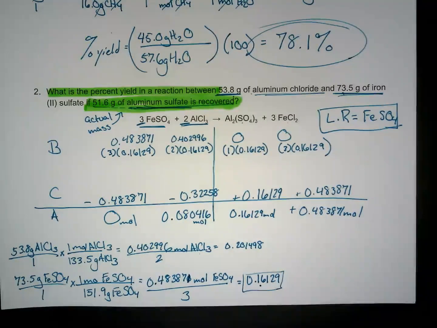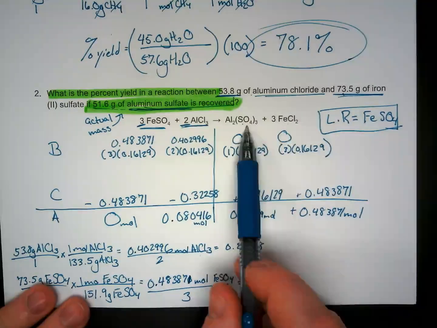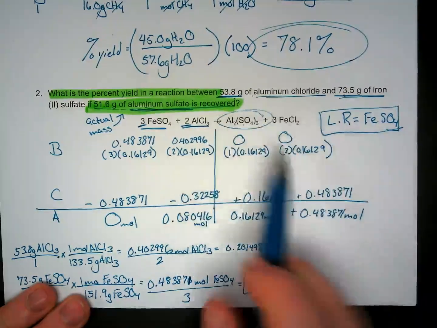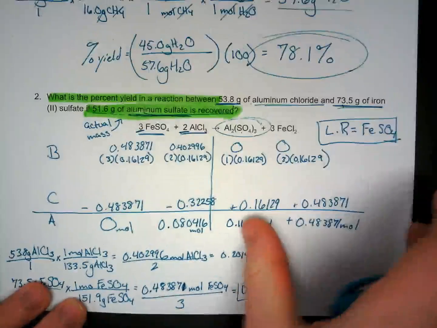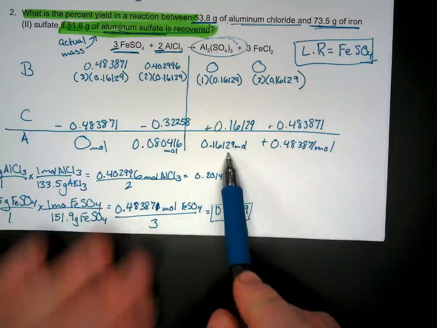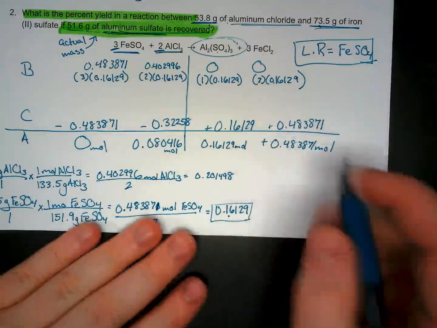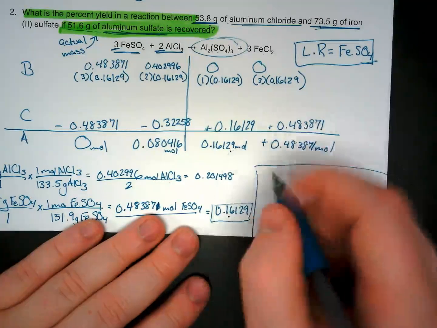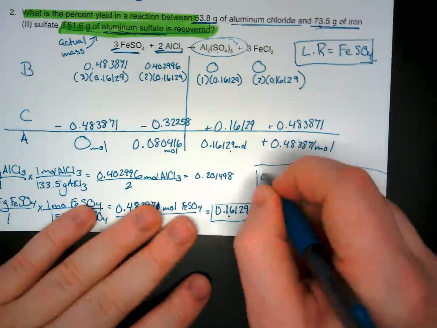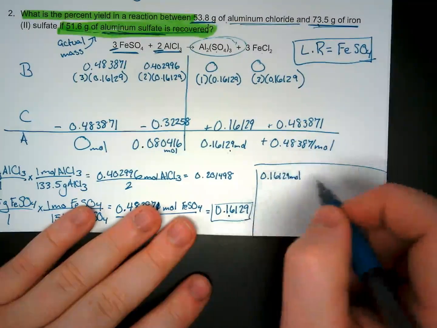And the ultimate question is, what is our percent yield of specifically aluminum sulfate? So we're going to see aluminum sulfate here. We've got to find out just how far off our actual measurement was from the theoretical that we have just now found. So this is a number of moles of aluminum sulfate that we've got to convert into mass. So we're going to put this down here, 0.16129 moles.